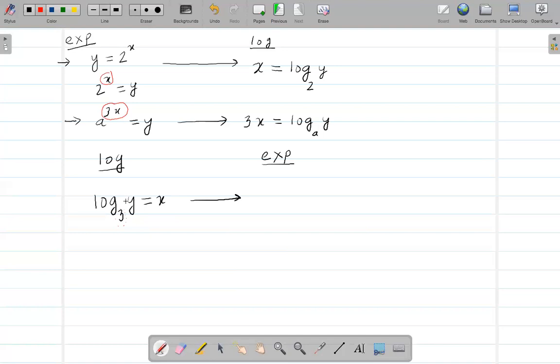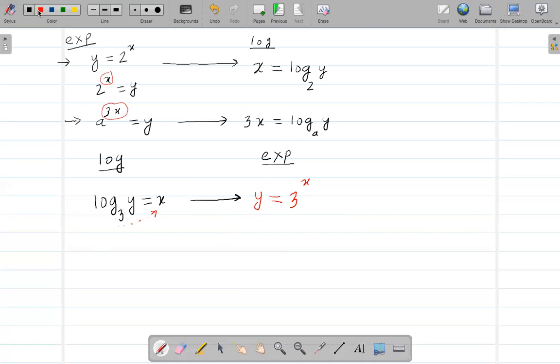On the left-hand side we just have y, equals 3, which moves to the base, and this x is going to go to the power. So this is how we change from a log function to an exponential function. Here we don't have any log; we have a number on the base and a variable in the power, so we say this is an exponential function.